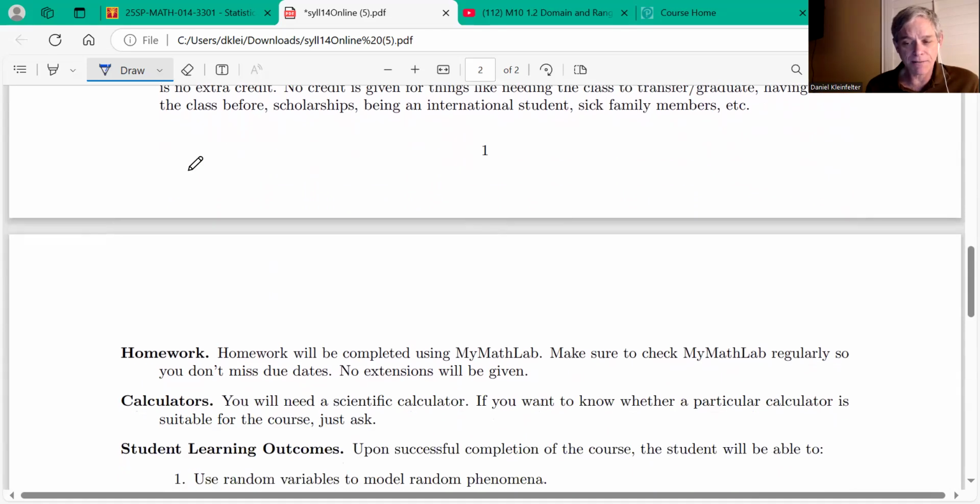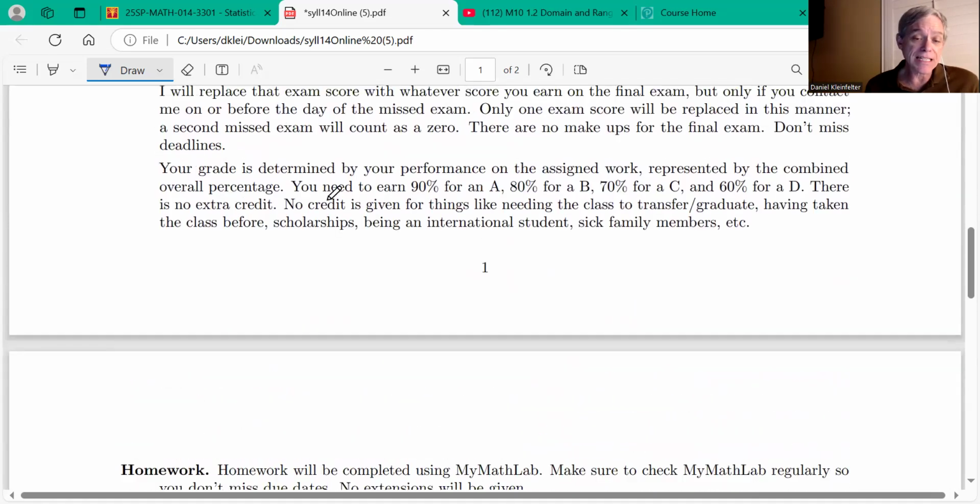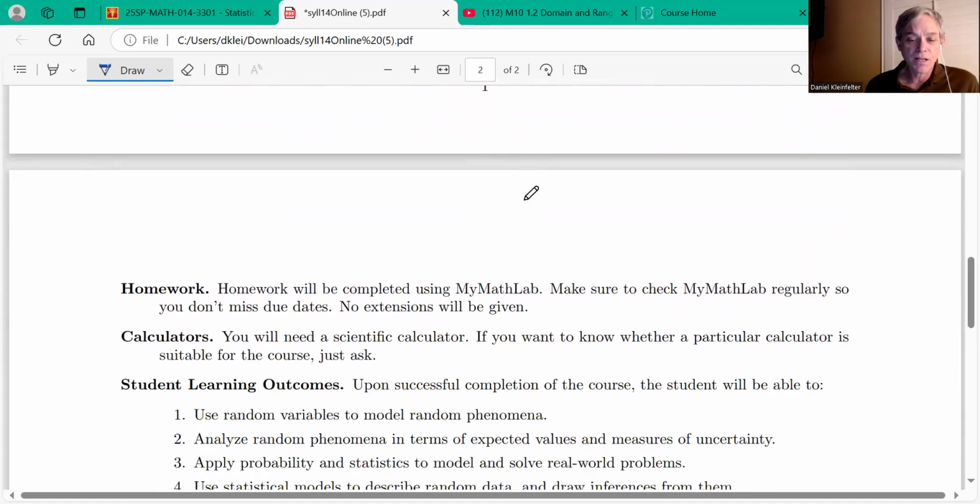Okay, so there is that. It's not stated here, but there's no guarantee about rounding or any kind of a curve. So if you have your heart set on a B, note that a 79% may not turn into a B, okay? Or 79.5% may not turn into a B. If you want a B, make sure you get the 80%. There may be some rounding or a curve at the end, but there's no guarantee of that, okay?